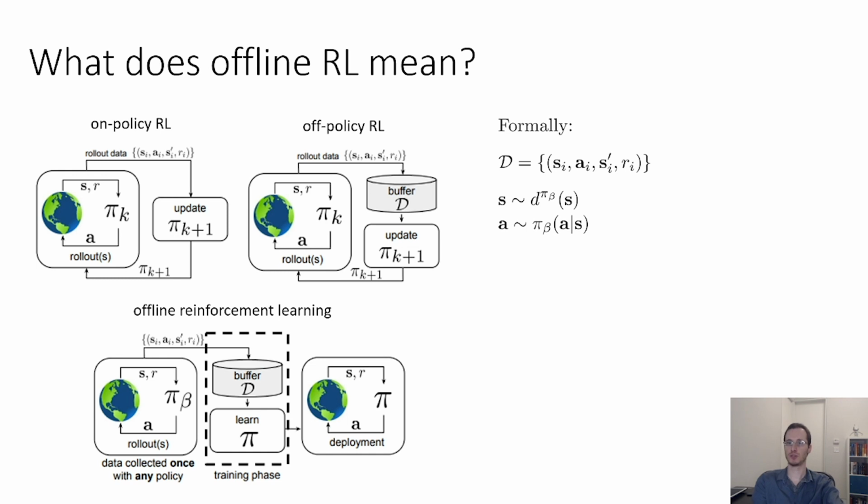We assume that the states in this data set are distributed according to some unknown distribution d pi beta of S, which is induced by the state distribution of an unknown policy, pi beta of A given S. More generally, we might not even assume that this policy is Markovian, so it could be pi beta of A given anything.